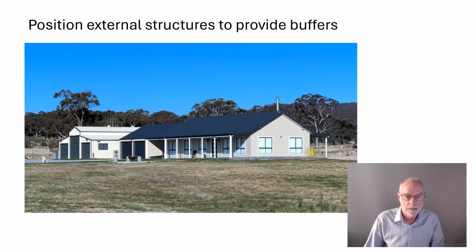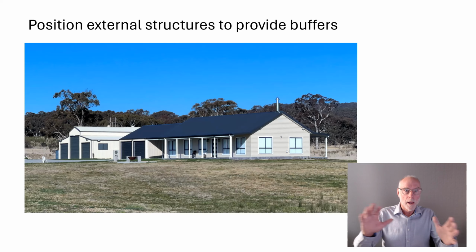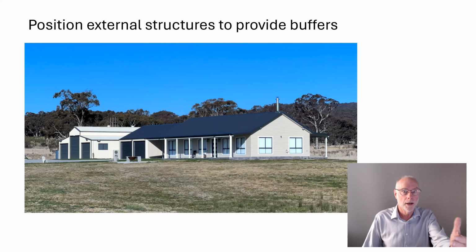Even if this house had a built-in garage, a garage under the main roof, having it on the west would have been better than having it on the east. So think about where rooms go from a buffer point of view as well, in terms of providing, say, shade or providing an extra layer of insulation. Again, it's where things go within the house, and in this case, around the house.